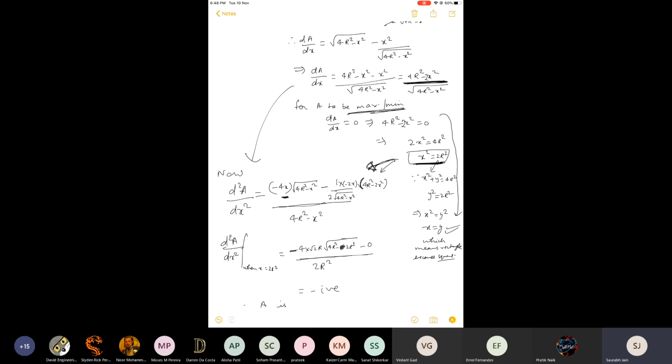That means A is maximum. Like this, you have to solve in the exam. Because the second derivative is negative, A is maximum. When did it happen? When x became equal to y. And that means the rectangle is a square. So what you have shown ultimately is that of all the rectangles which are inscribed in a circle of constant radius, the square will have the maximum area. Okay, this is the meaning of this whole question.